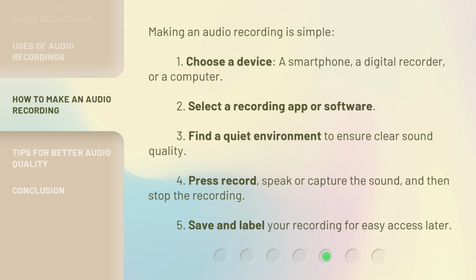Making an audio recording is simple. 1. Choose a device, a smartphone, a digital recorder, or a computer. 2. Select a recording app or software. 3. Find a quiet environment to ensure clear sound quality. 4. Press record, speak or capture the sound, and then stop the recording. 5. Save and label your recording for easy access later.